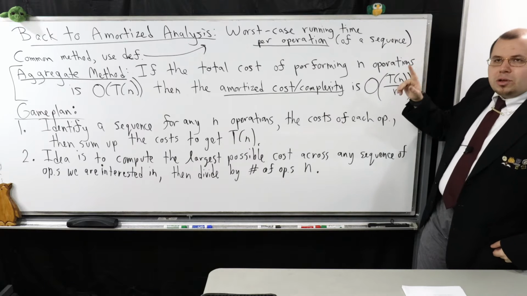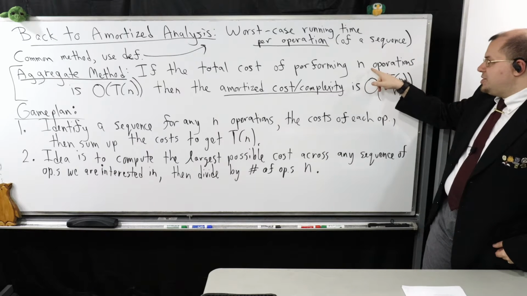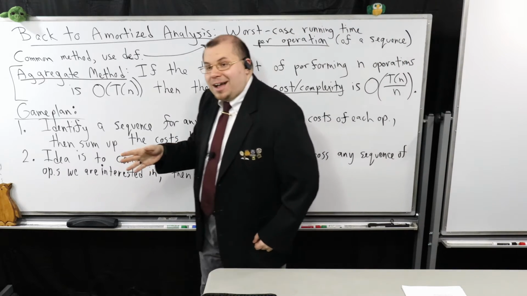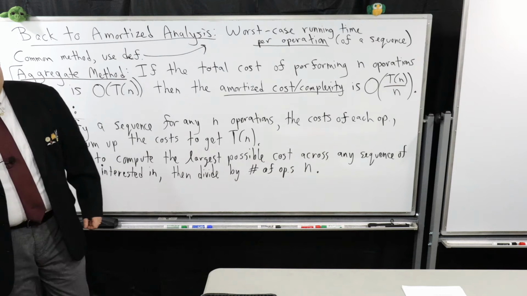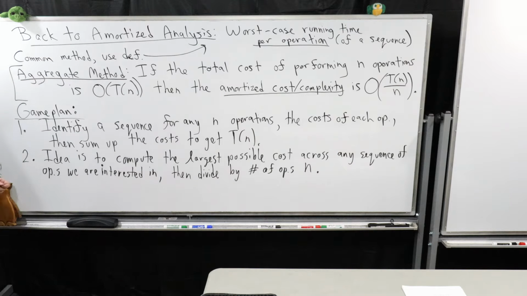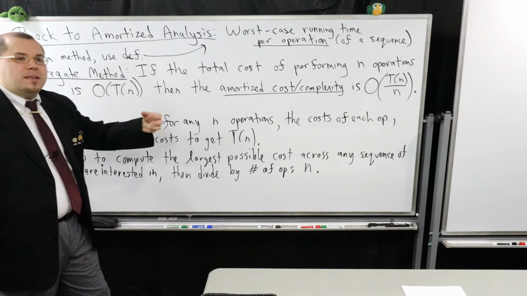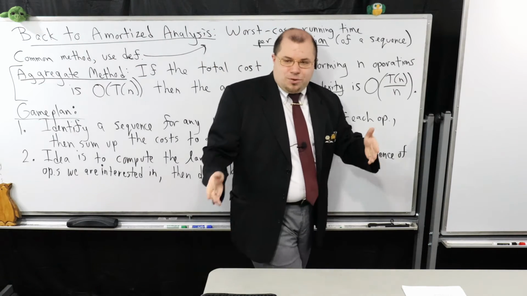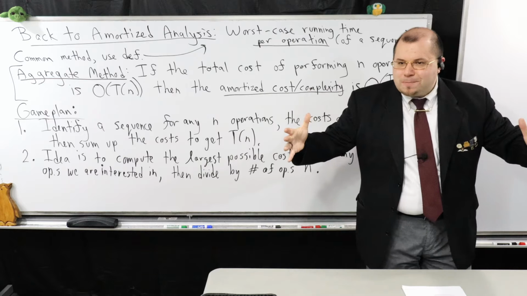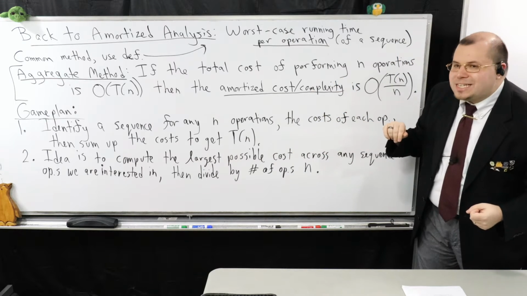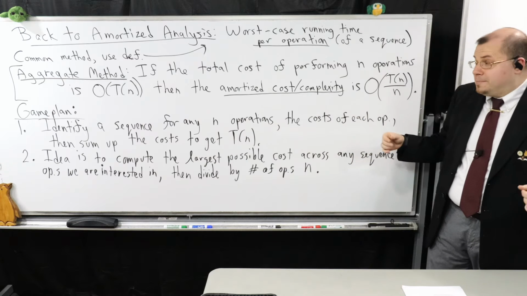Imagine I have the total cost of performing n operations. Notice that n here is the number of operations. It isn't the input size, so be very wary about that. Remember, we're dealing with a sequence of operations, and suppose the total cost of all of these operations, meaning if you counted up the cost over your whole sequence, is big O of T of n.